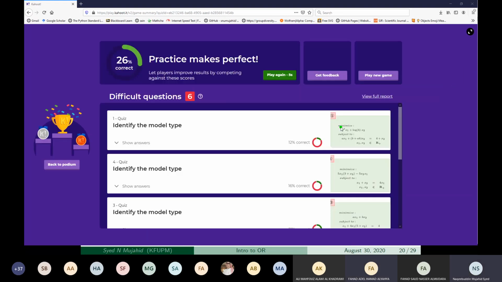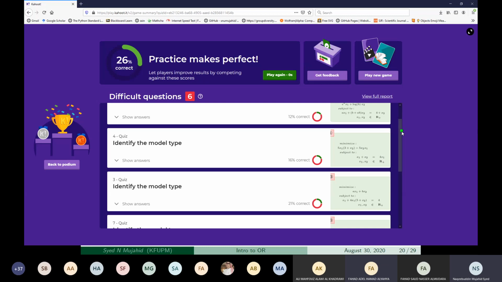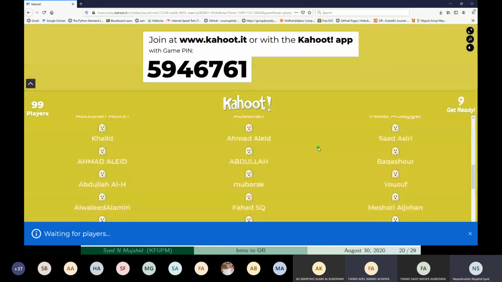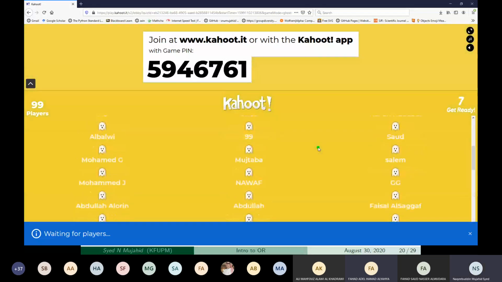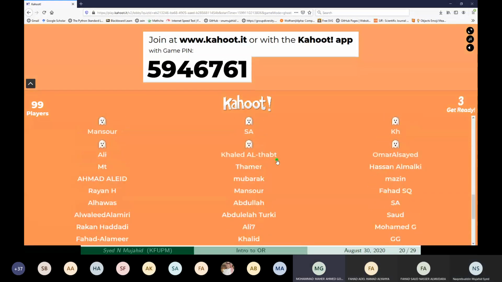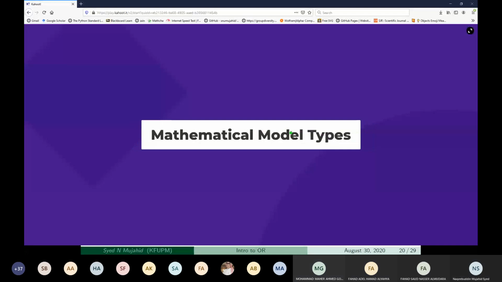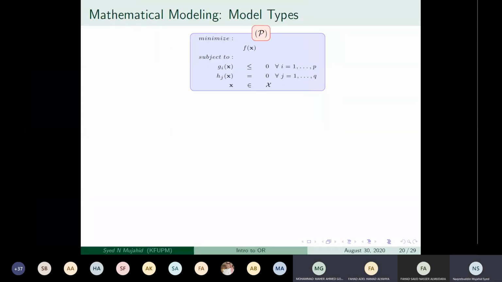So we have 3 top scorers, and these are the results. What's happening now? I think it's trying to restart or something. I think it is restarting. It will start again. I'll just stop it. You don't have to play. Just stop it.